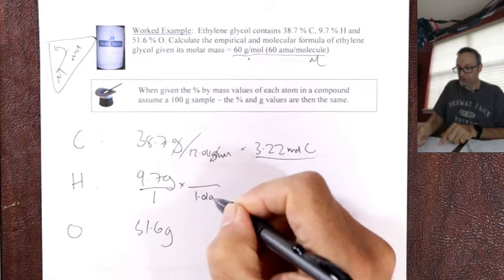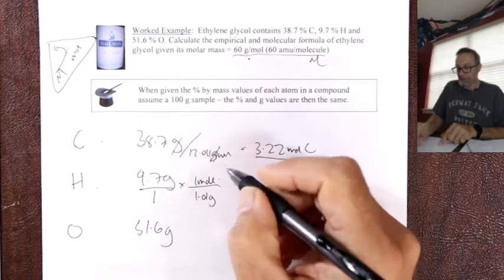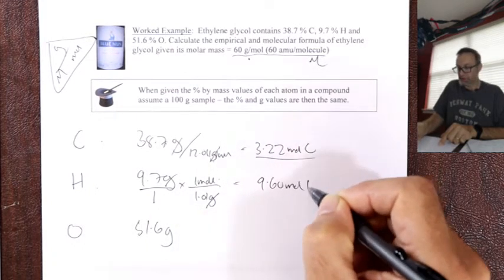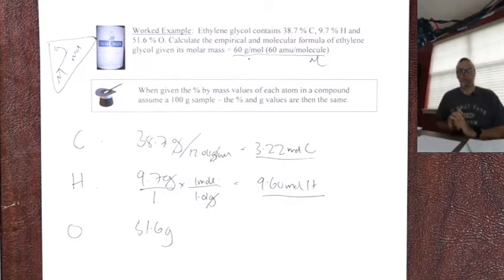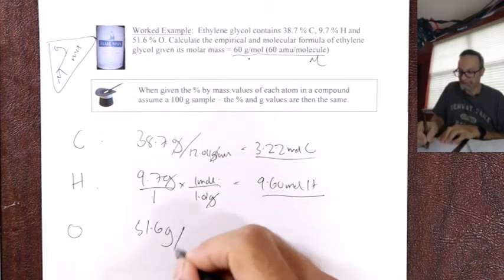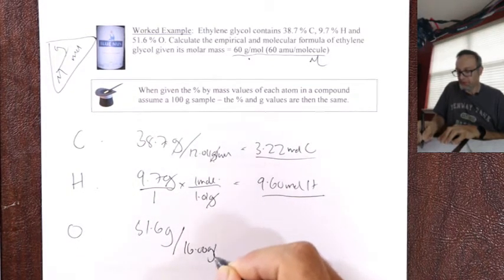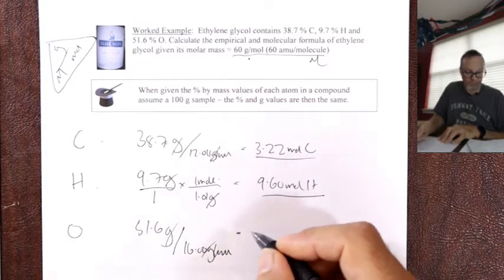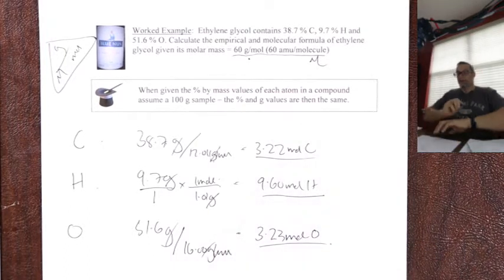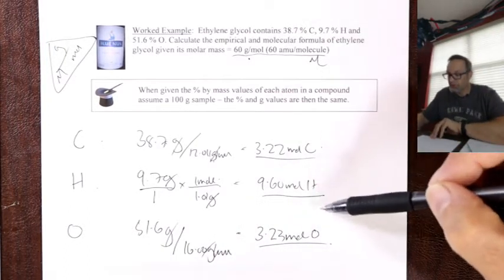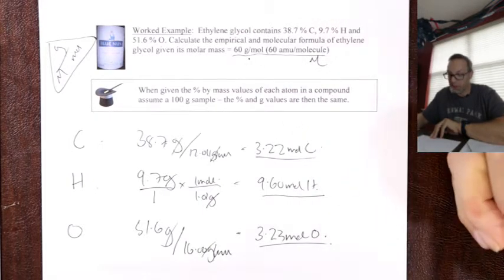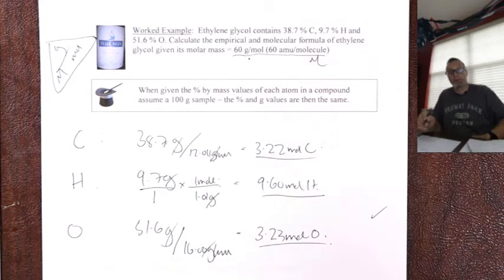So 1.01 grams from the periodic table is 1 mole. That's the same idea, yeah? And I'm going to get 9.60 moles. Okay, try that last one in the method you prefer. How many moles is 51.6 grams of oxygen? 16.00 grams per mole for me. 3.23 moles oxygen. All right, so there they are. That's the actual number of moles of each atom in 100 grams of my mystery molecule. Okay, so that's part one done. We got the number of moles of each atom type.